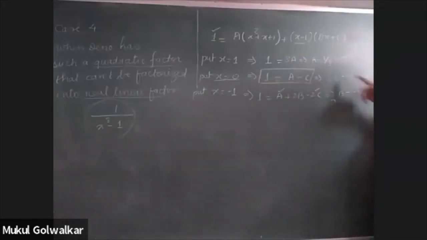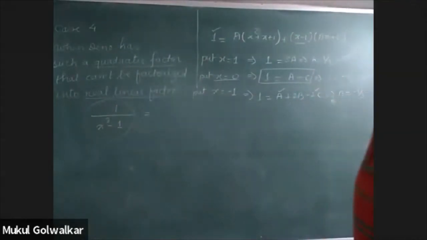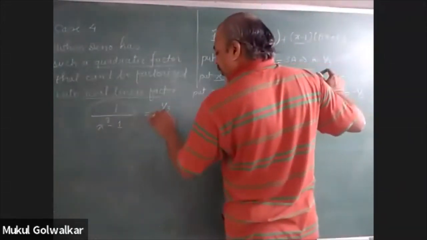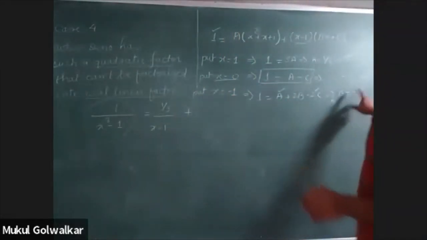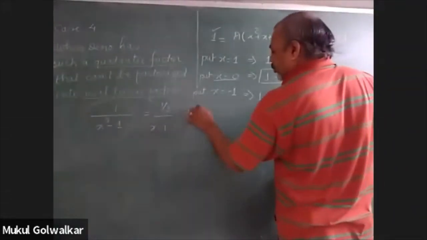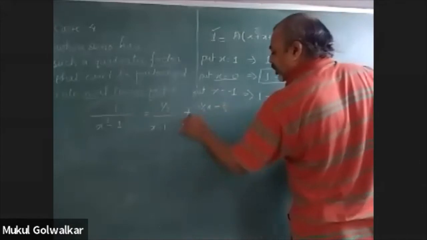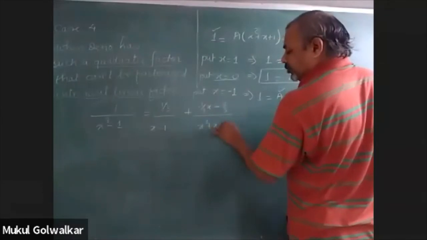Okay. So I got the values of a, b, and c in this specific format. a is equal to 1 by 3, b is equal to minus 1 by 3, and c is equal to minus 2 by 3. Therefore we can now break the expression 1 upon x cube minus 1 in the form of 1 by 3 divided by x minus 1 plus bx plus c, that means minus 1 by 3x minus 2 by 3 divided by x square plus x plus 1.